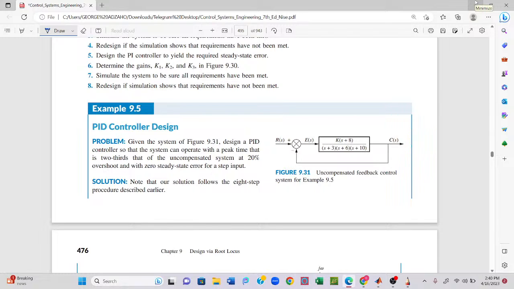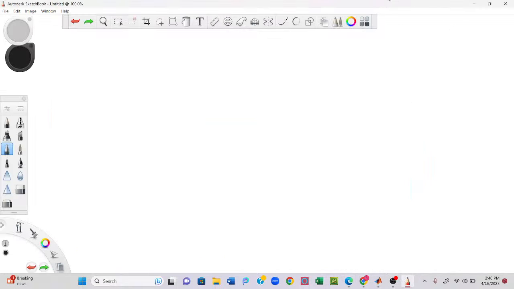So for designing the PD controller, you just need to add a zero on the real axis. But for the PI controller, add a pole at the origin and a zero at a very close distance to it. Let's take this question.